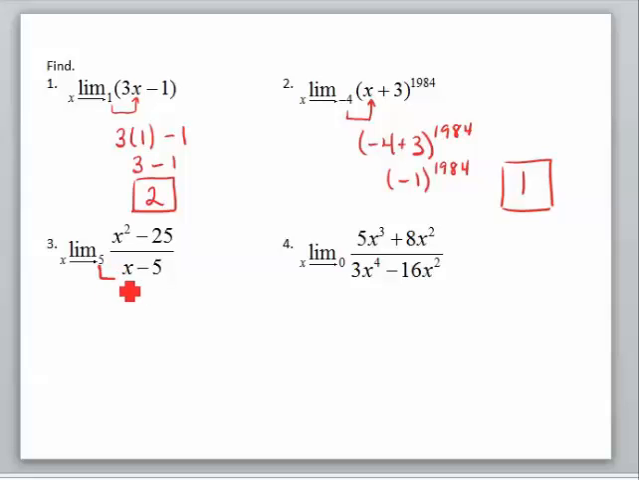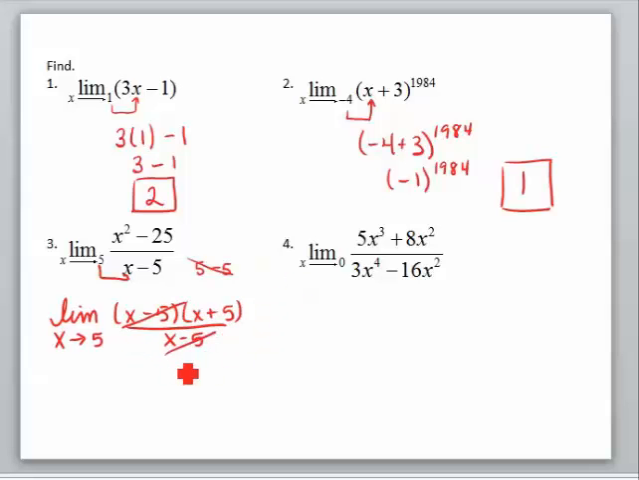On number 3, if I try direct substitution, I get 5 minus 5 on the bottom, which is 0. So I need to simplify first. Well, the method for simplifying for this one would be just to factor. So I'm going to factor the top into x minus 5, x plus 5. That allows me to cancel on the bottom. And now I'll try direct substitution again. So I'll plug in my 5 plus 5, and so my answer is 10. The limit as x approaches 5 is 10.